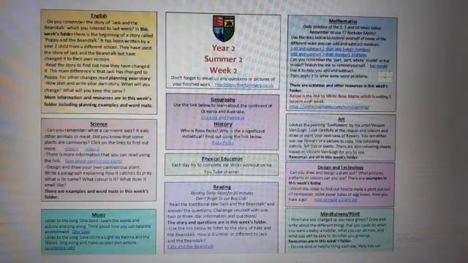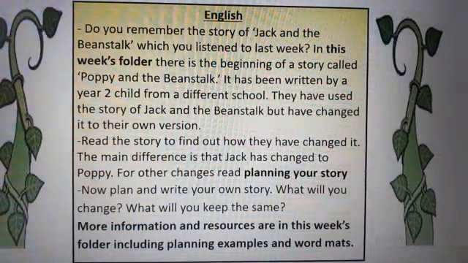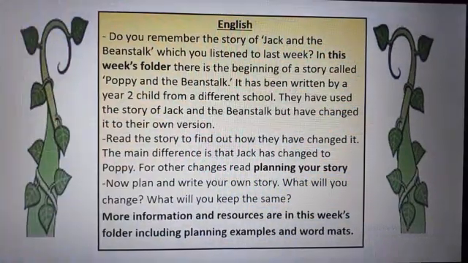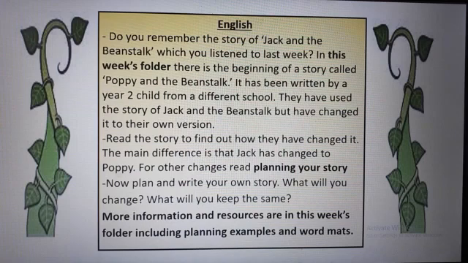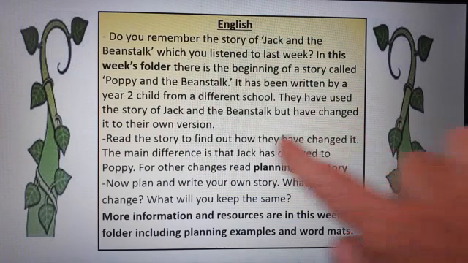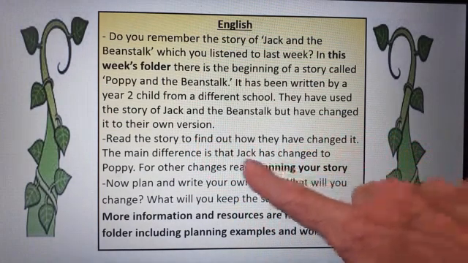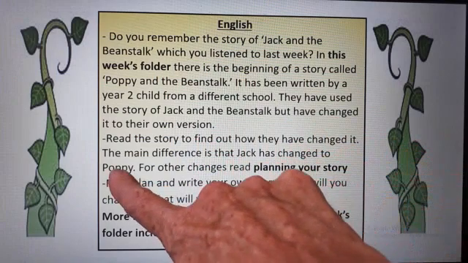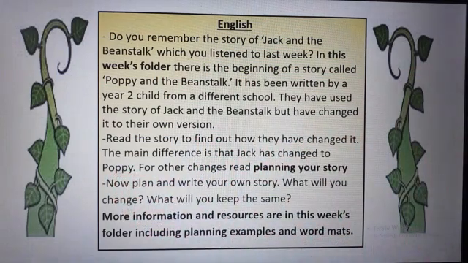What else have you got to do this week? So in English, we want you to begin by recapping on the story of Jack and the Beanstalk from last week. And then we want you to read the story written by another child from a different school in Year 2 that have used the story to make their own version. They've adapted it. And then think about how it's changed. And the main difference is that Jack has changed into Poppy. And for the other changes, read the planning your story.